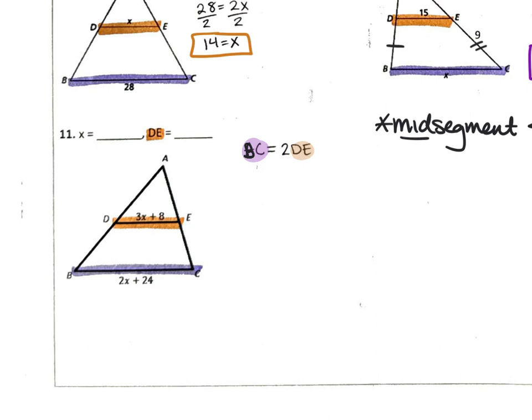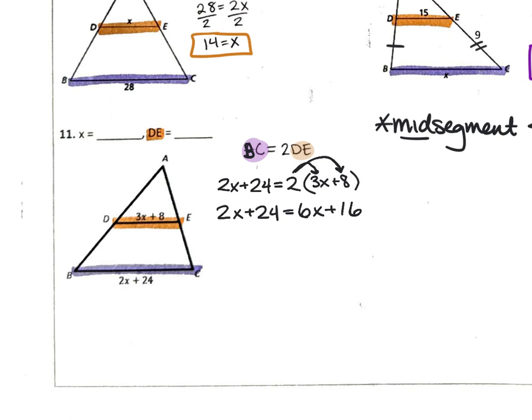But when I fill this one in, I actually end up with a different type of equation. BC is labeled as 2x plus 24. DE is labeled as 3x plus 8. Before I do the box method or inverse operations, what do I have to do? Distribute. We got to multiply. So this becomes 2x plus 24 equal to 6x plus 16.